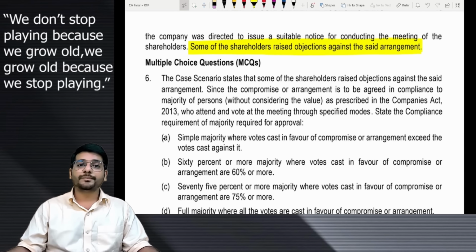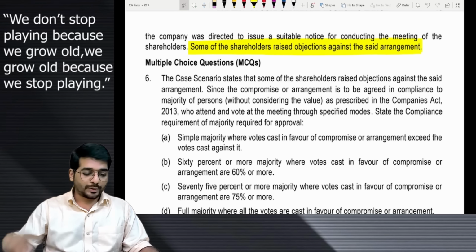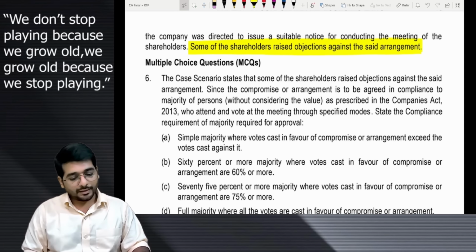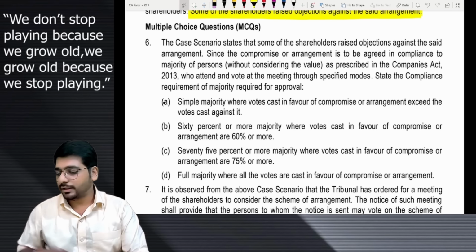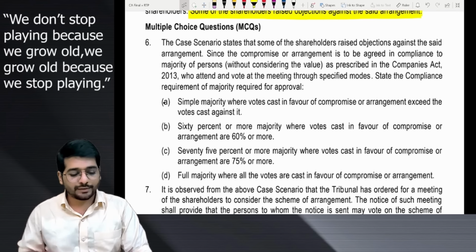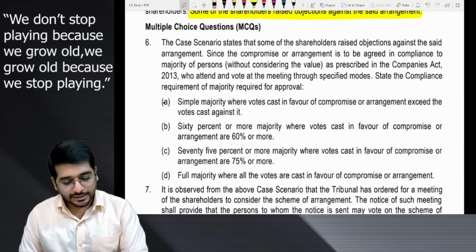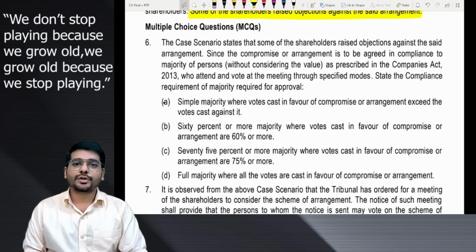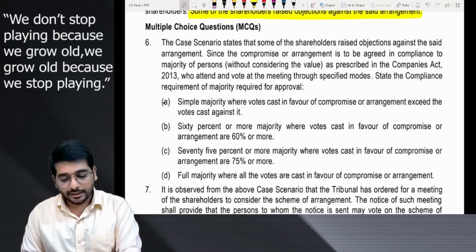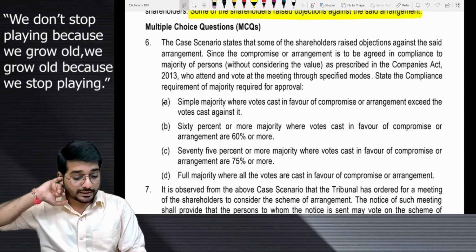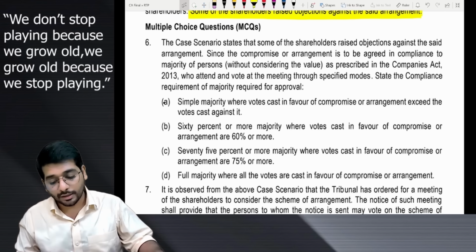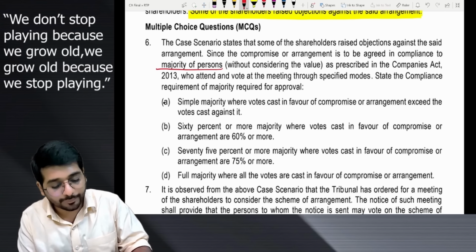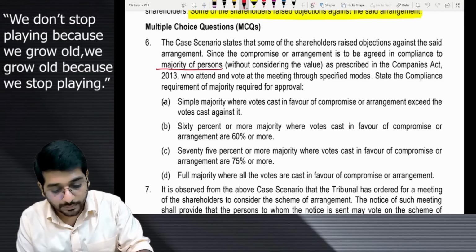So, fair enough. Now, what are the questions that we have to answer? First question that they have asked. According to the case scenario given, what does it state? Some of the shareholders raised objections and said that in the said arrangement, since compromise arrangement is to be agreed in compliance to majority of persons. Wait.